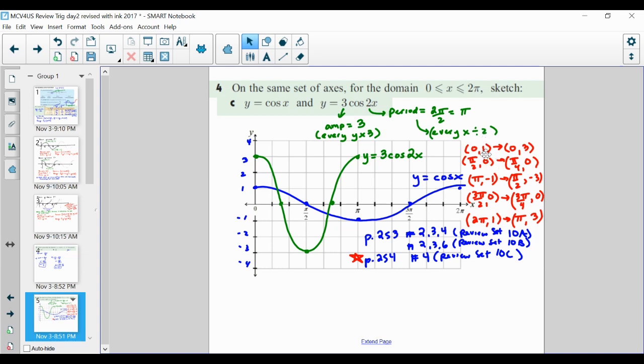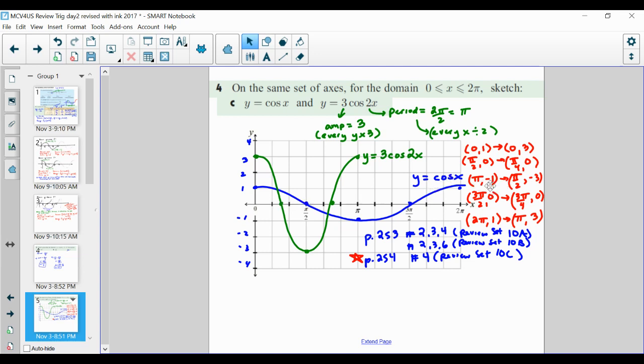So my original point 0, 1, I'm going to divide the x by 2, multiply the y by 3, and I get this point 0, 3. My original point pi over 2 and 0, this one right here, I'm going to divide the x by 2 and multiply the y by 3. That takes me over here to pi over 4 and 0.